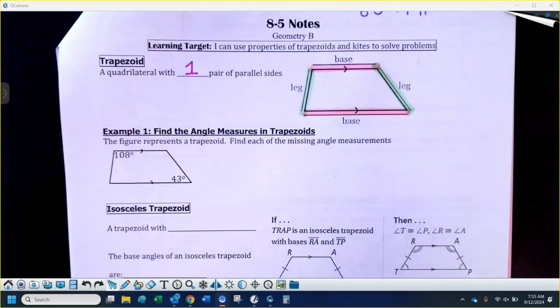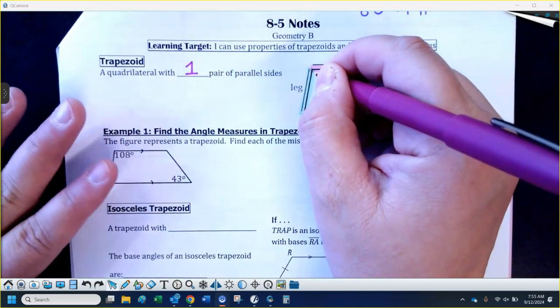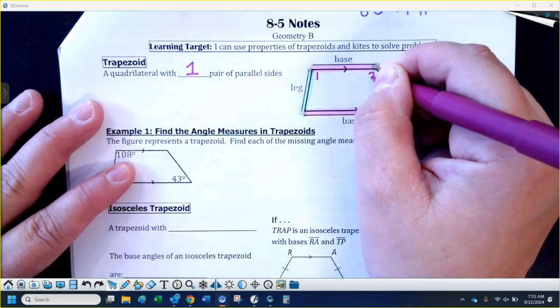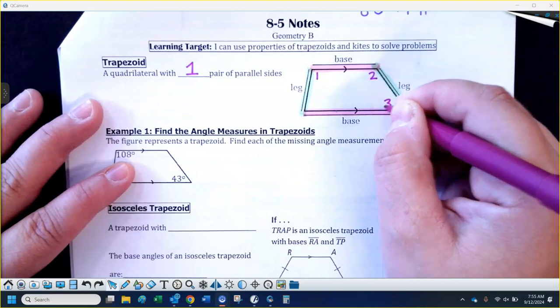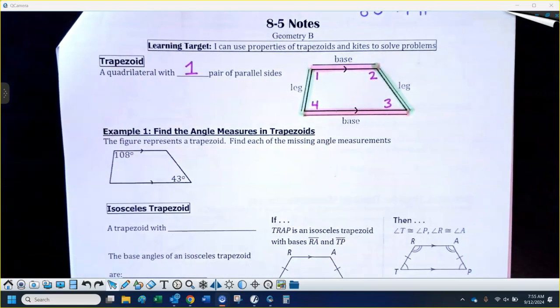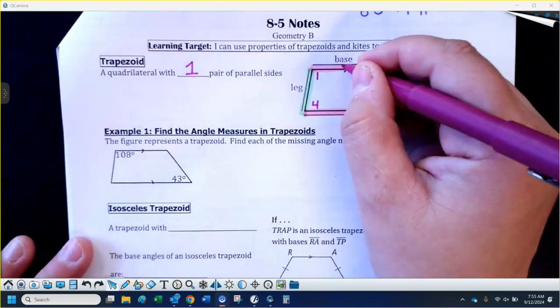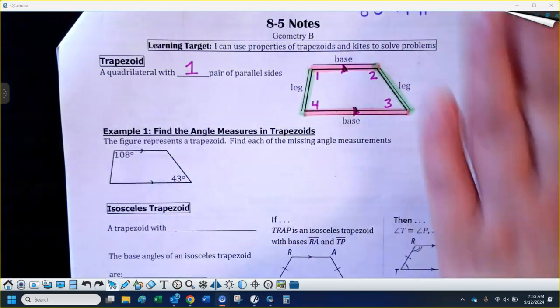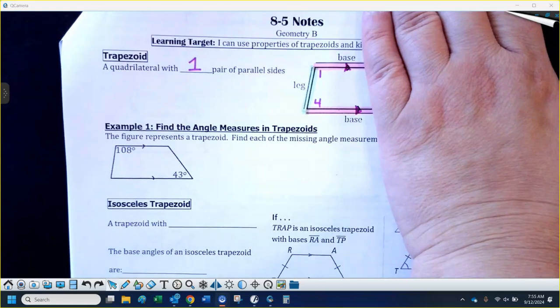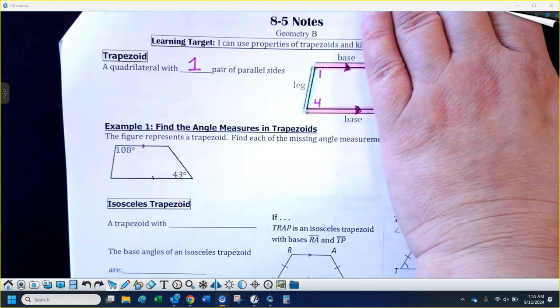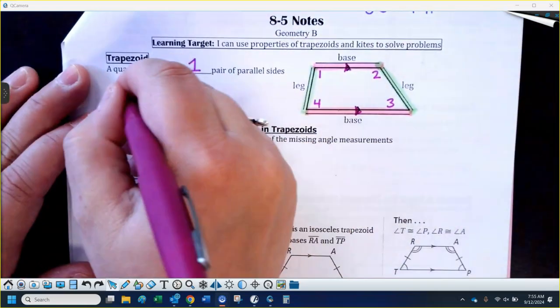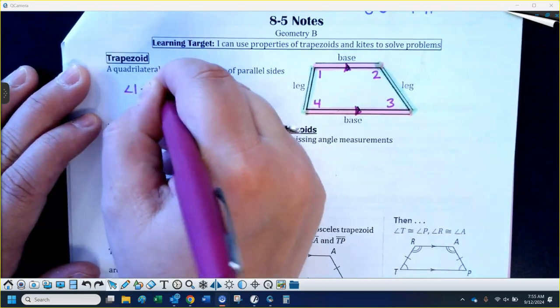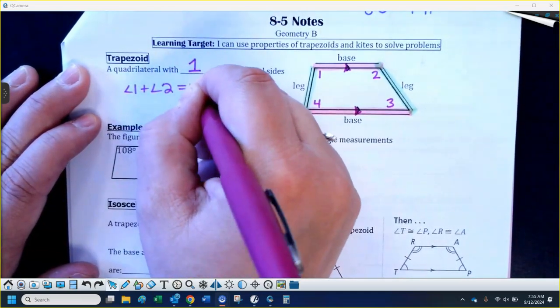So I want to give you a little property here. I'm going to label these angles 1, 2, 3, 4. If you know that you have parallel lines here, the top and bottom are parallel, what could you tell me about angles 1 and 2? They add up to 180, exactly. So here, angle 1 plus angle 2 would add up to 180.